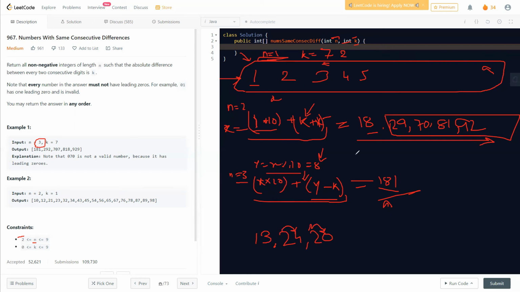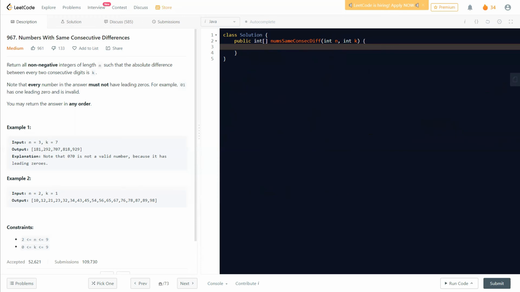Then we go for n equal to 2 and find all the n equal to 2 values, and we keep going until we reach the particular n value we are supposed to find. So that will be our simple approach. Let's quickly write this code and then we will understand how it works.